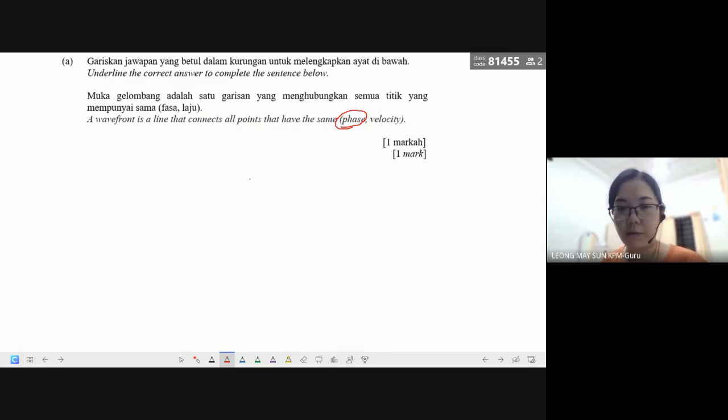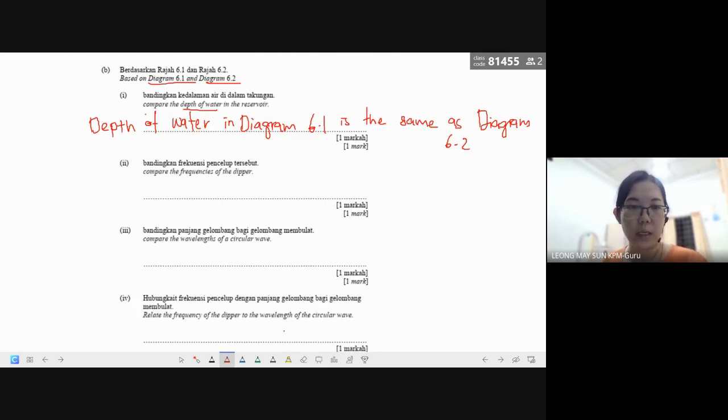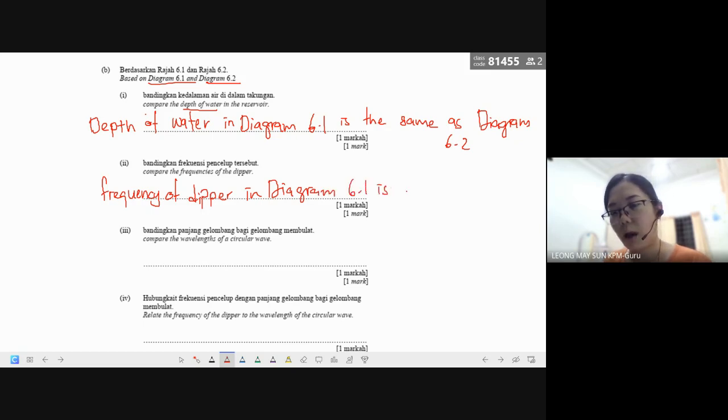Then next, compare the frequency of the dipper. I remember just now the frequency of the dipper in 6.1 is more than 6.2. So I'm going to talk all about 6.1 compared to 6.2. So I'm going to say frequency of dipper in diagram 6.1 is more than diagram 6.2. So that's how we answer in physics.